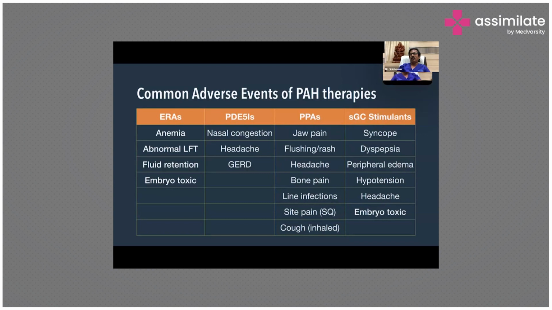And the other drug class is the soluble guanylate cyclase stimulants. The most common effect is hypotension, and they are also embryotoxic.